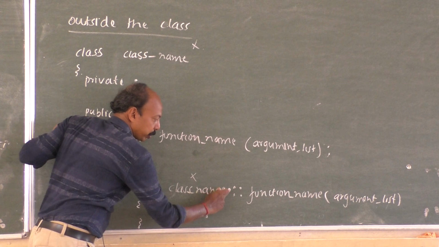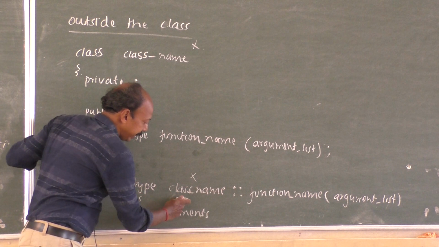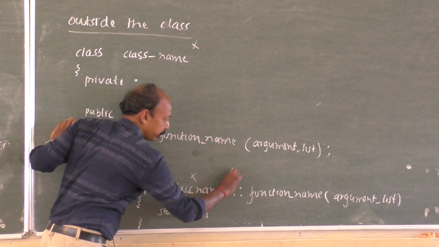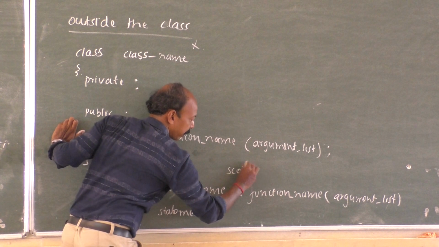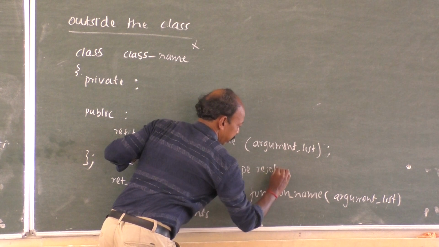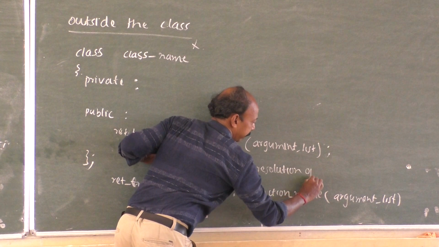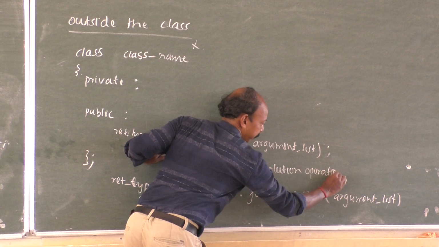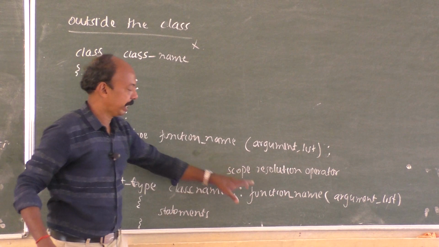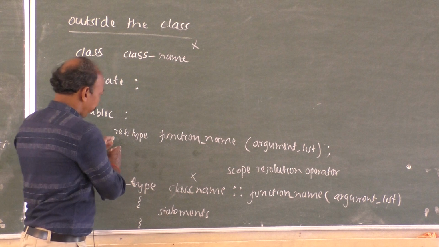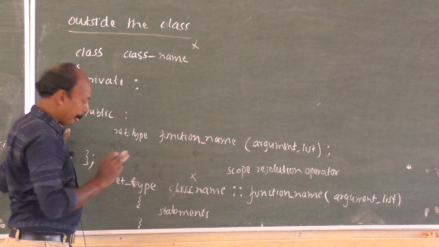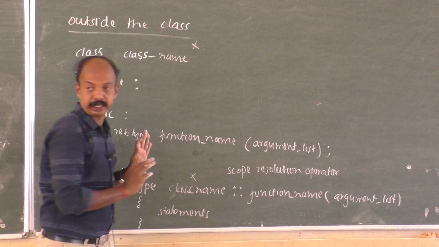After the class name, the scope resolution operator. Immediately after the class name, we will have the scope resolution. This is called the scope resolution operator. Then the function name, the same name we have to write. Usually whenever we are writing the function inside the class, this is called the declaration of the function, and this is called the definition of the function.